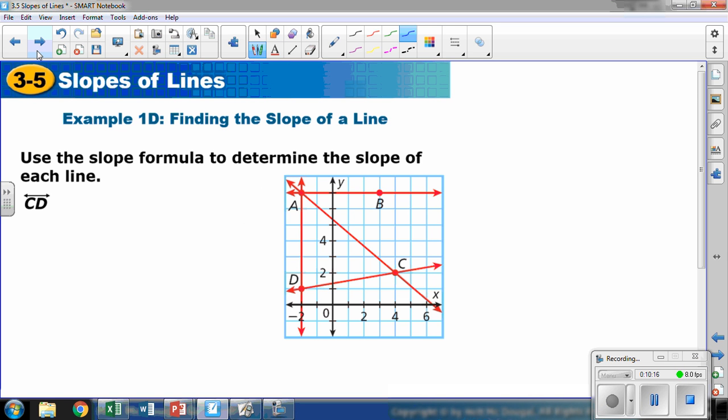Last one. What is the slope of the line CD? Pause the video, try it out. And because I think it's the easier method, it's going to count. That's up 1. There's my rise. And then I'm going to the right. 1, 2, 3, 4, 5, 6. So right 6. There's my slope, 1 over 6.